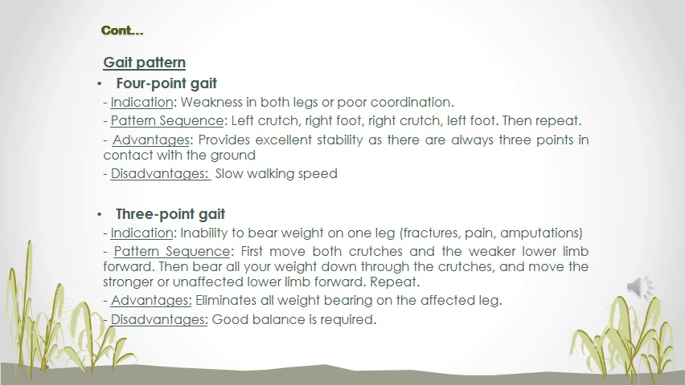What's the pattern sequence? First, move both crutches forward and the weaker lower limb forward. You won't necessarily touch, but the limb normally moves slightly forward with a hip bend. Then bear all your weight down through the crutches and move the stronger and unaffected lower limb forward, and repeat. The advantage of this is to eliminate all weight bearing on the affected leg. A disadvantage is that good balance and upper limb strength is needed for this.